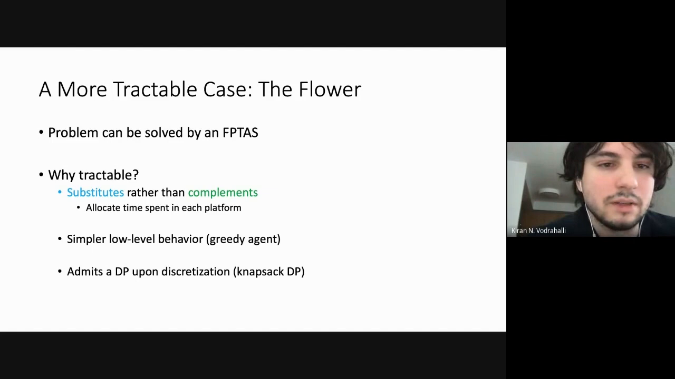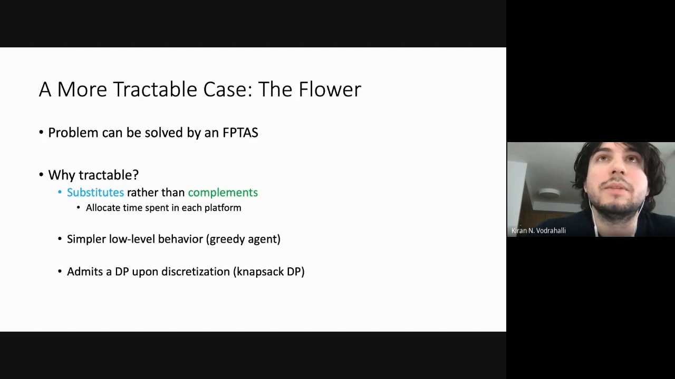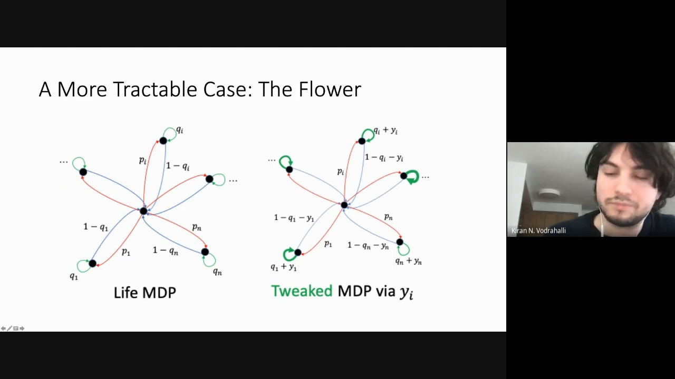Let's get some intuition as to why this is more tractable. First of all, in economic terms, this corresponds to a substitutes case rather than a complements case, because we're trying to decide how to allocate the time spent in each platform. We have to cannibalize time in one platform to optimize time in another platform. That's the nature of modifying the transition loops. And then there are some more technical reasons.